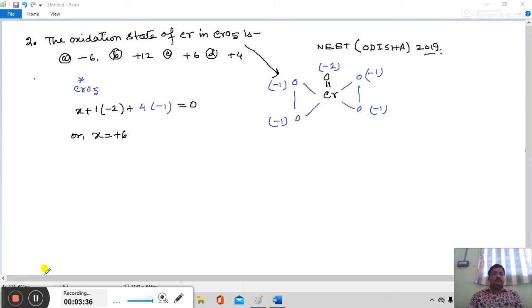So the unknown chromium has oxidation number X, one oxygen involved in a double bond has oxidation number -2, and 4 blue color oxygens involved in peroxo bonds have oxidation number -1, and the sum is equal to 0. So X becomes 6. So the chromium atom in CrO5 has oxidation number +6.